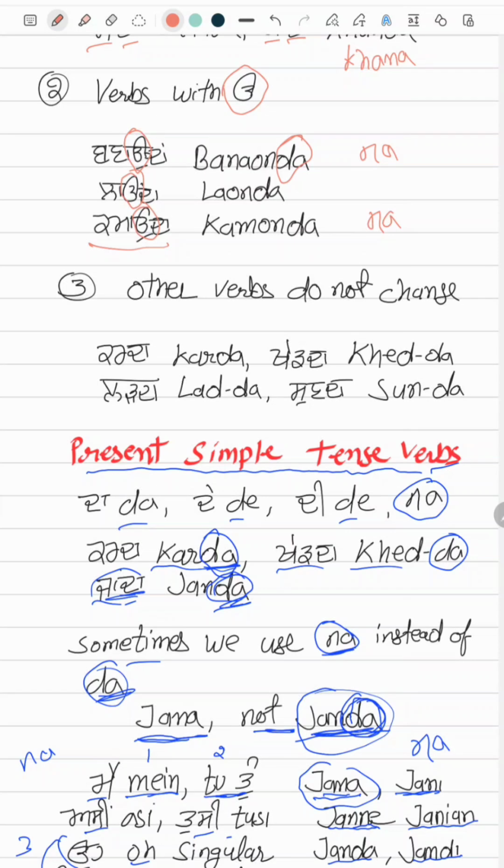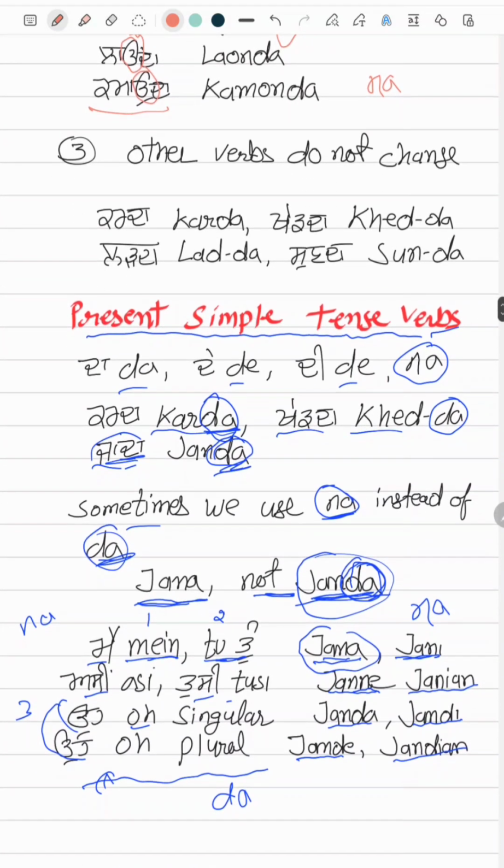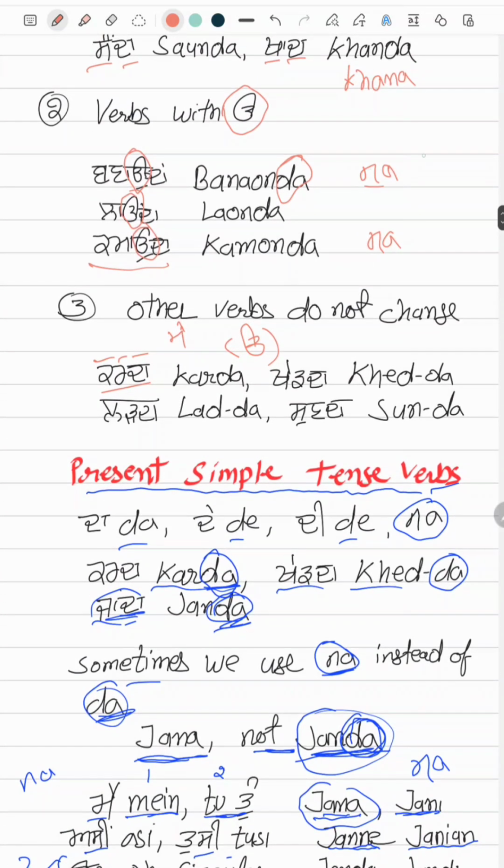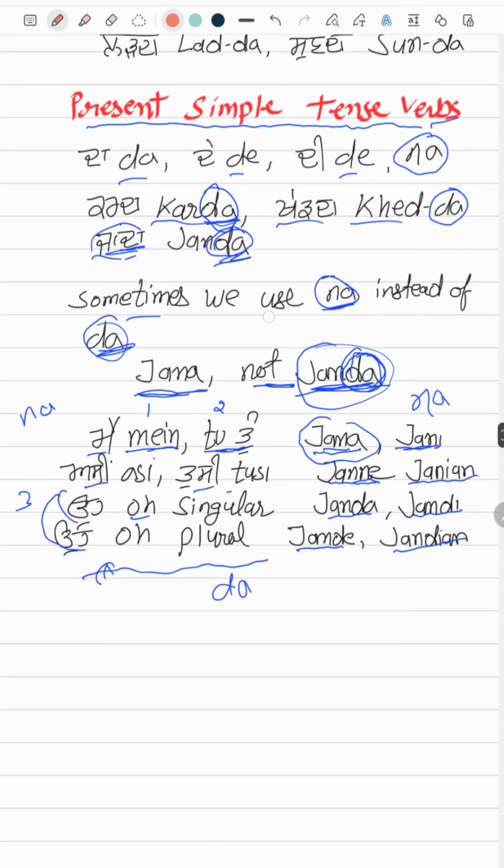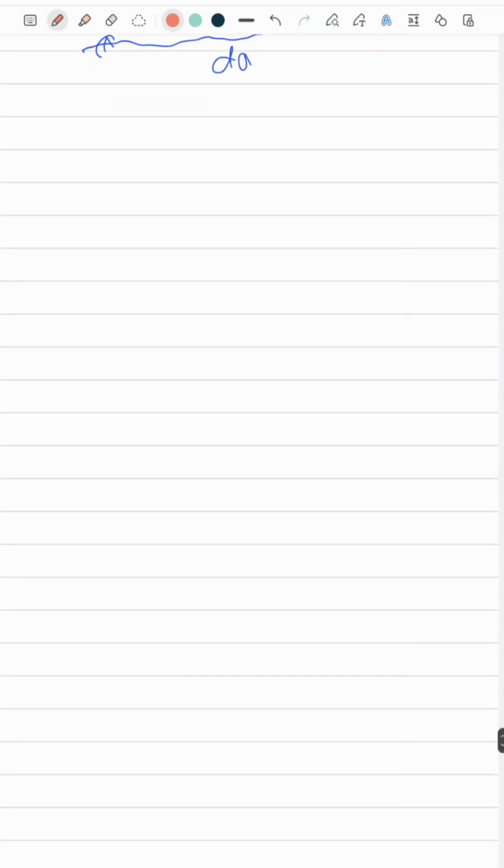Now the third one: the other verbs do not change, like karda. मैं काम करदा. It's going to stay the same, because it's not two letters, it's basically three letters, and there's no oo sound. So this verb is going to stay the same. Now at least you know how we turn into the na sound. Now I'm going to write some examples.